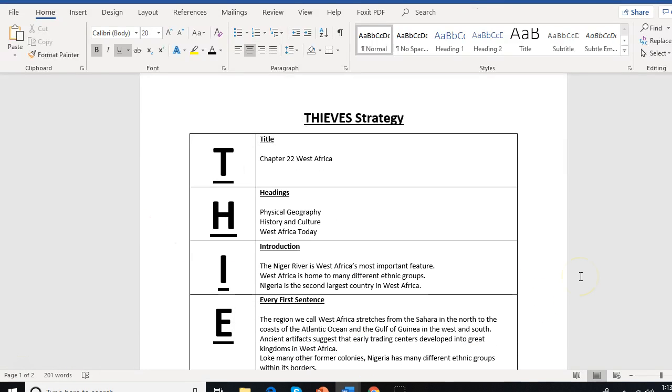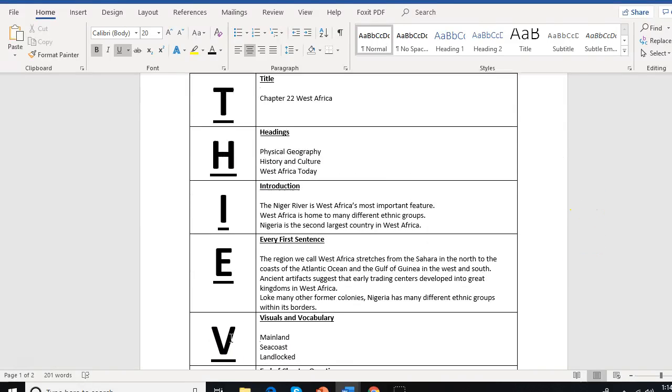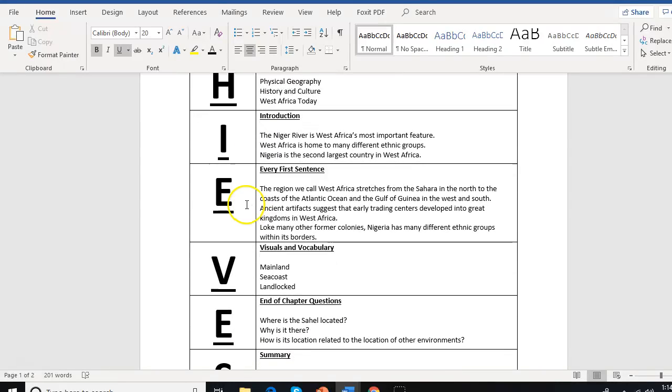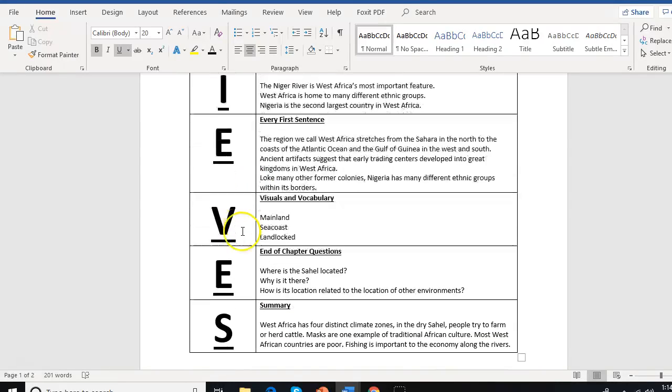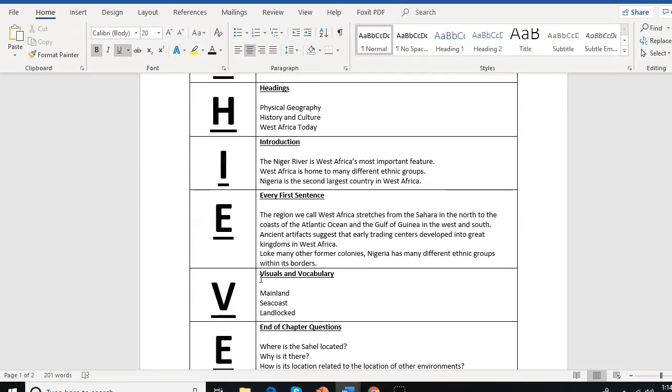And here's my example of the THIEVES strategy. So the idea of this is to give the student the THIEVES template, and it's a mnemonic device. And so your T is for title, H, heading, I, introduction, E, every first sentence, V, visuals and vocabulary, E, end of chapter questions, and S is for summary.